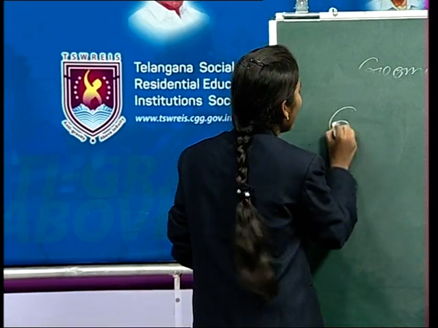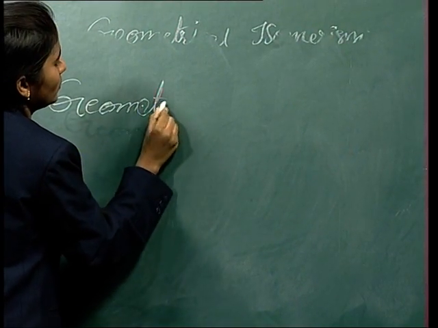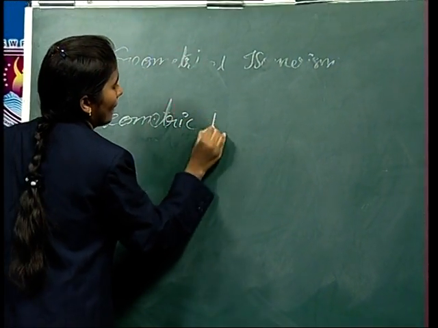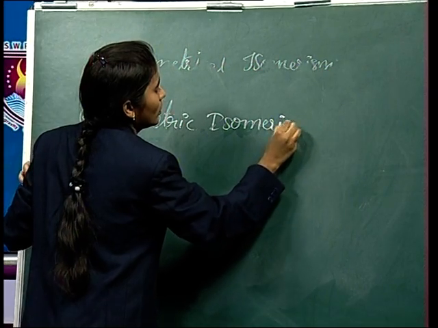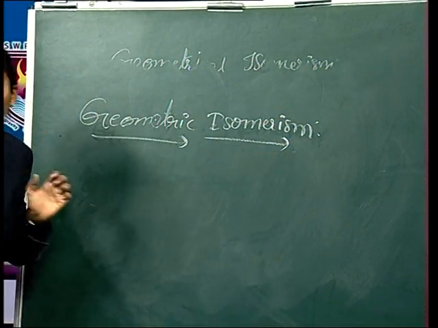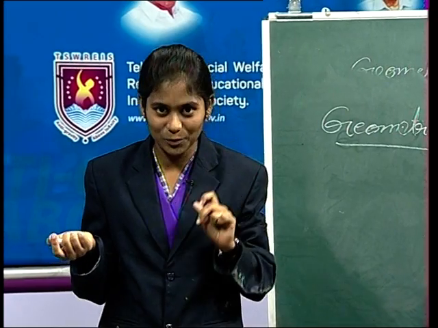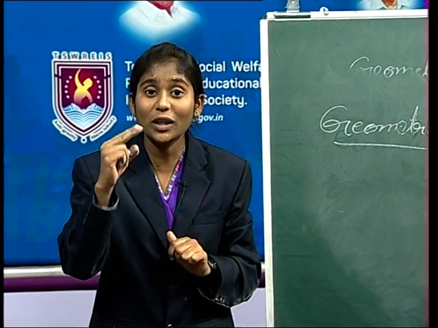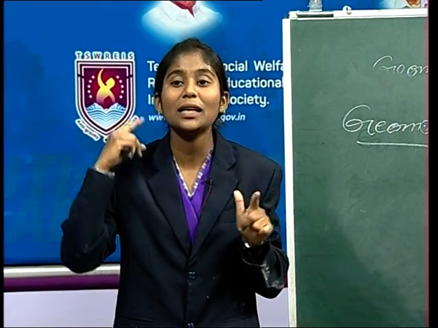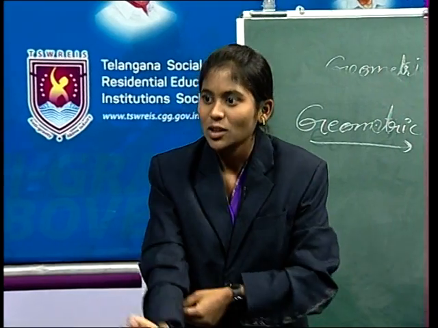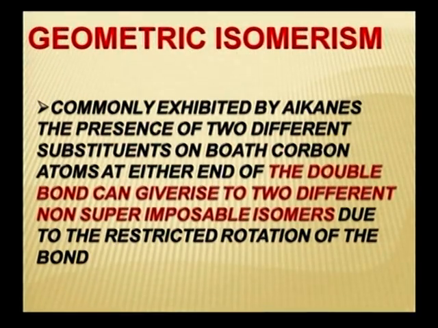So, what is the definition of it? Commonly exhibited by alkenes, the presence of two different substituents on both carbon atoms at either end of the double bond, it can give rise to two different non-superimposable isomers due to the restricted rotation of the bond. This is called geometrical isomerism.